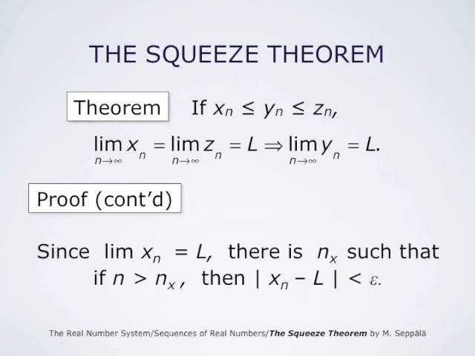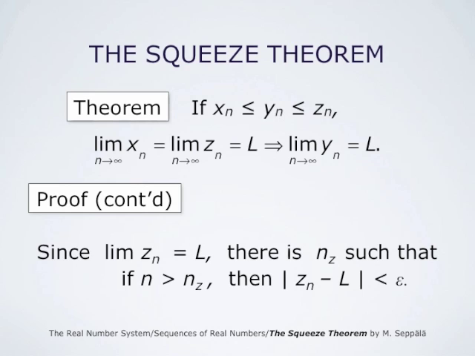First, we observe that since the limit of the sequence xn is L, there is a number nx, which of course depends on epsilon, such that whenever n is larger than nx, then the absolute value of xn minus L is less than epsilon. That is, xn is closer than the distance epsilon from the limit value L. This is because we assumed that the limit of the sequence xn is L. This is simply the definition of the limit.